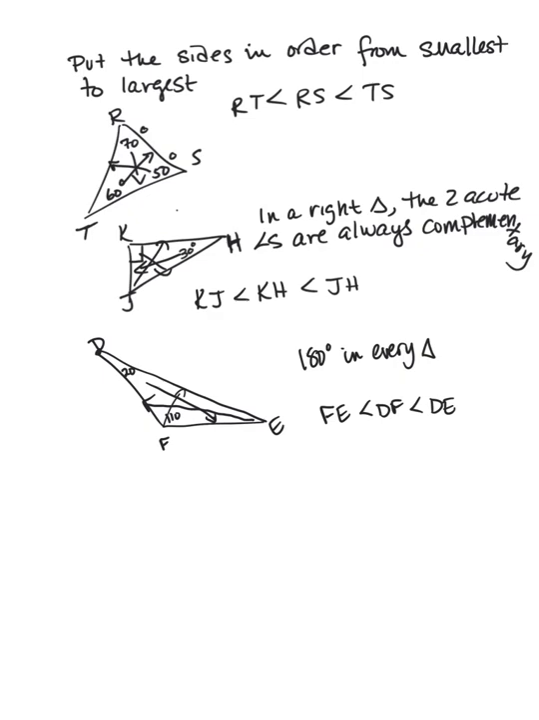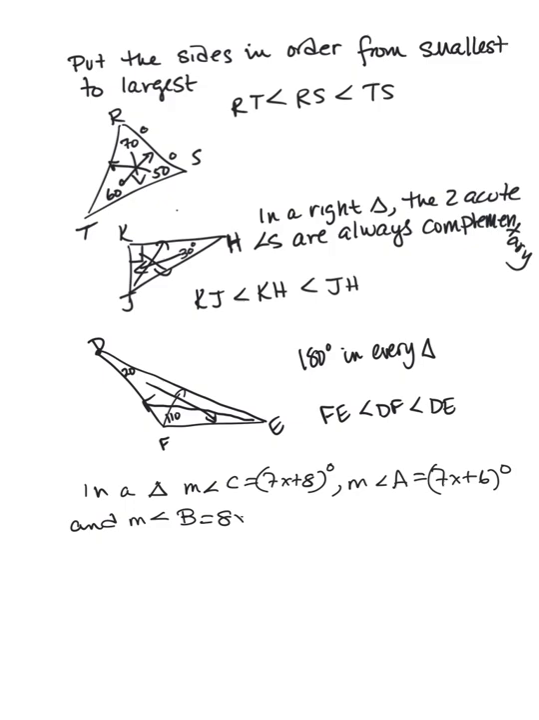Okay, how can they make this more difficult? Because you understand a topic in math and then all of a sudden you see a question and you wonder what's going on. In a triangle, the measure of angle C is 7x plus 8 degrees. The measure of angle A is 7x plus 6 degrees. And the measure of angle B is 8x minus 10 degrees. Write the sides in order from greatest to least.